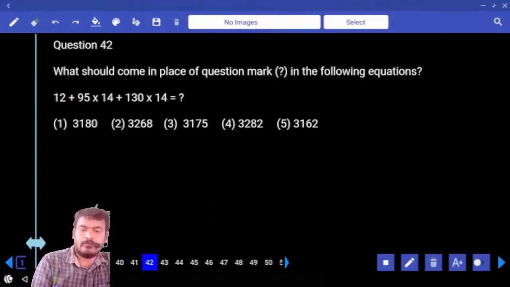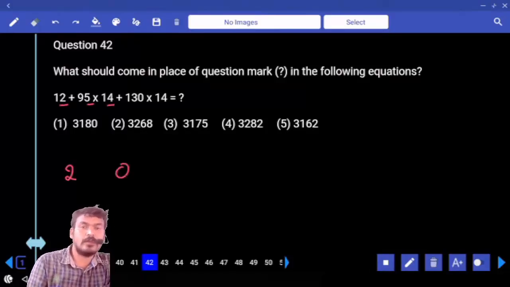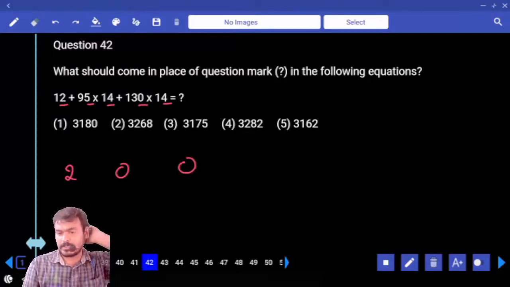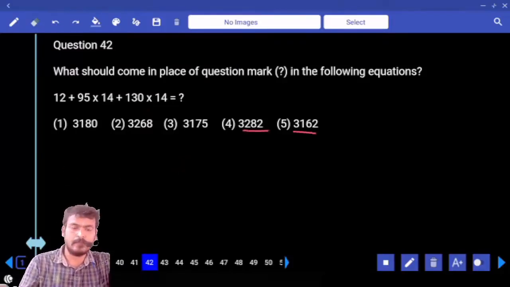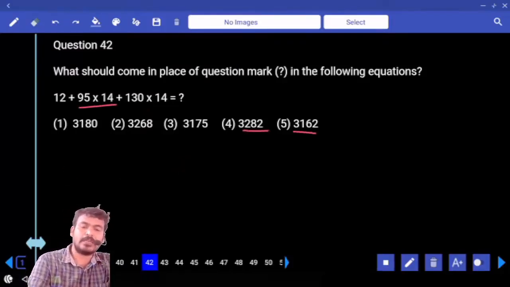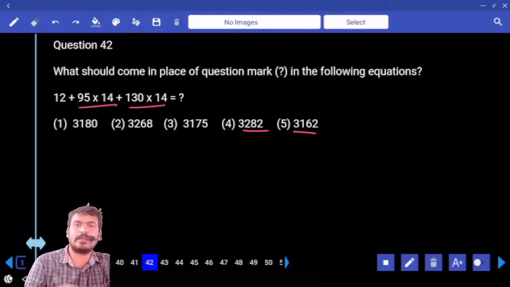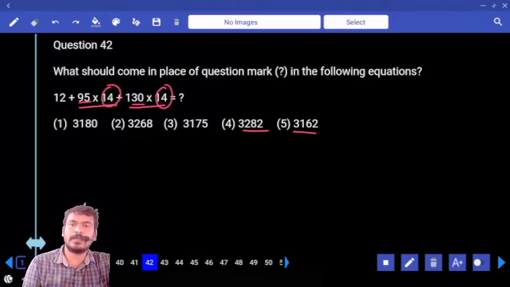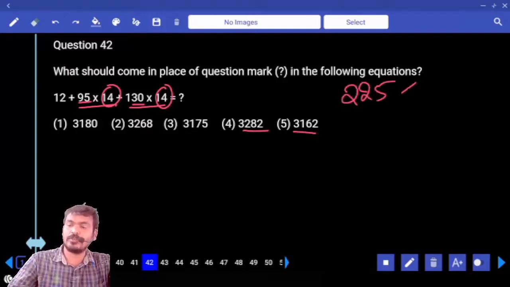Next one, verify the units position. First one units position 2, second one 5 4s 0, next third one 0 into 4, 0. 2 plus 0 plus 0, how many options are ending with 2? 2 options, okay. Second value 95 into 14, third value 130 into 14. What is the common value? 14. What are the remaining two values sum? 130 plus 95, how much? 225 into how much value?